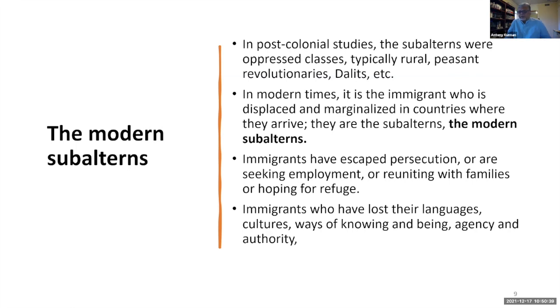Immigrants have escaped persecution or seek employment or reuniting with families or hoping for refugee status. And they are the ones who lose their languages, their cultures, ways of knowing and being, and agency and authority.